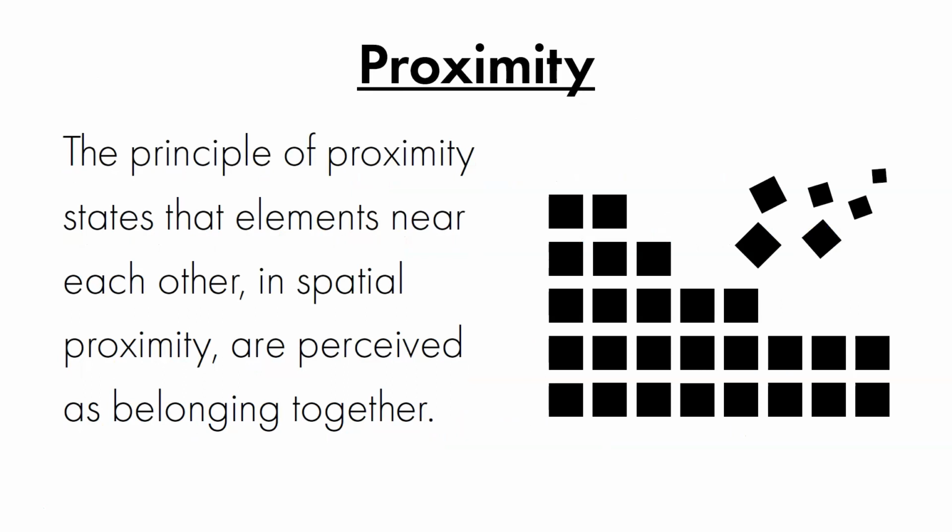The first principle is proximity. Proximity states that elements near each other in a spatial proximity are perceived as belonging together. In the example, we have a set of squares which appear to be together, and then off in the distance is another little set of squares that do not appear to be part of the whole.